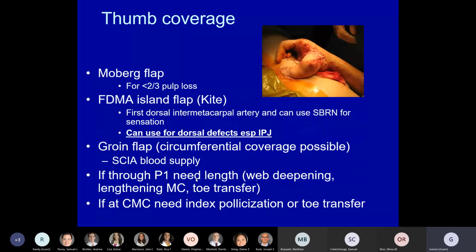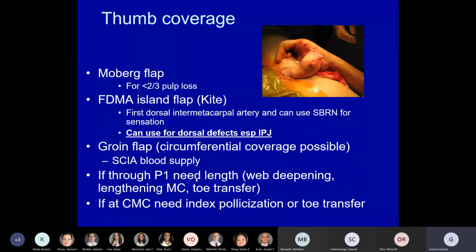a centimeter. If it's dorsal, I would look for what's called a kite flap, which is also called the first dorsal metacarpal artery flap, or FDMA flap, because that's the artery that perfuses the skin on the dorsal aspect of the proximal phalanx of the index finger. So that's what you're going to use for dorsal thumb, especially over the dorsal aspect of the IP joint.